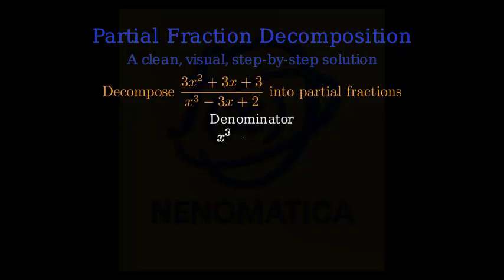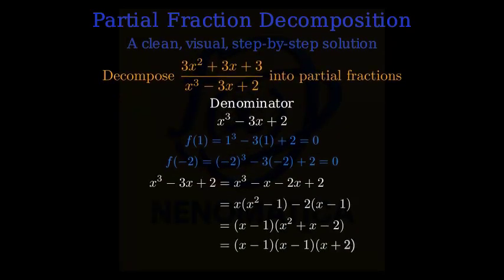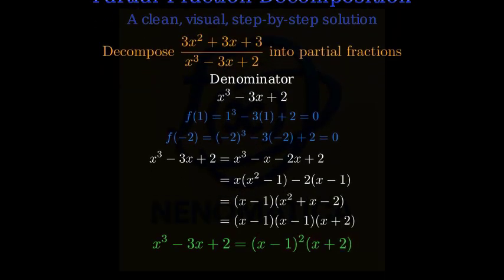Step 1. Factor the denominator. We first note the denominator x cubed minus 3x plus 2. Try simple roots using direct substitution. At x equals 1, it is 0. At x equals negative 2, it is also 0. Now we factor step by step to reveal repeated factors. The final factorization is x minus 1 squared times x plus 2.